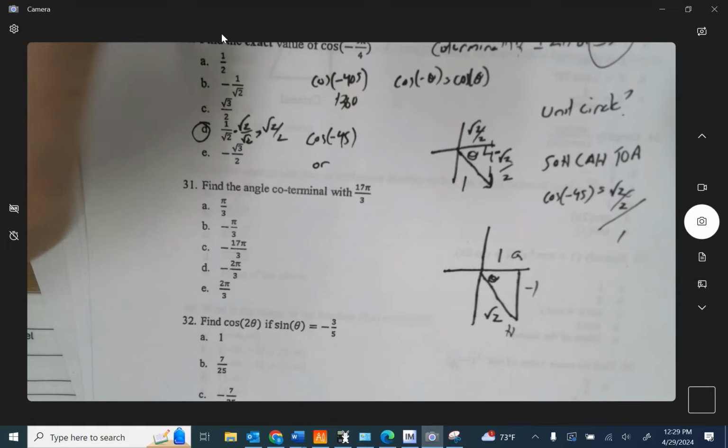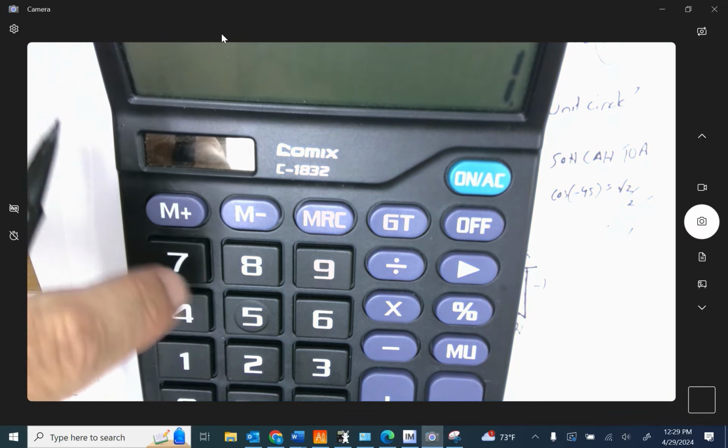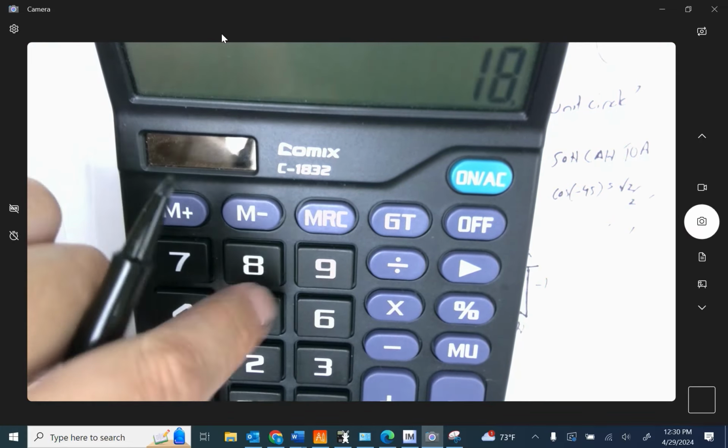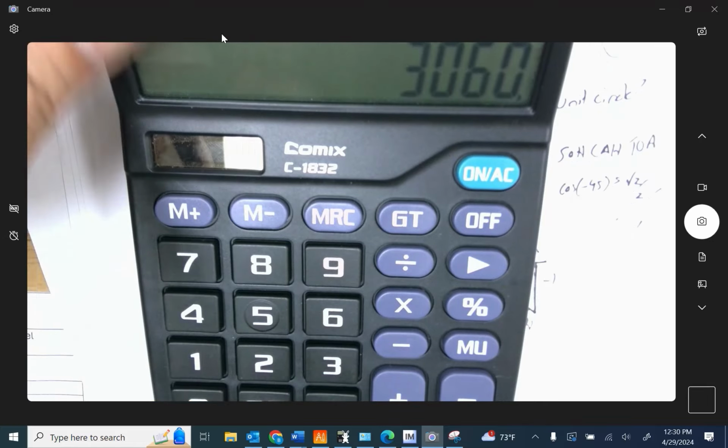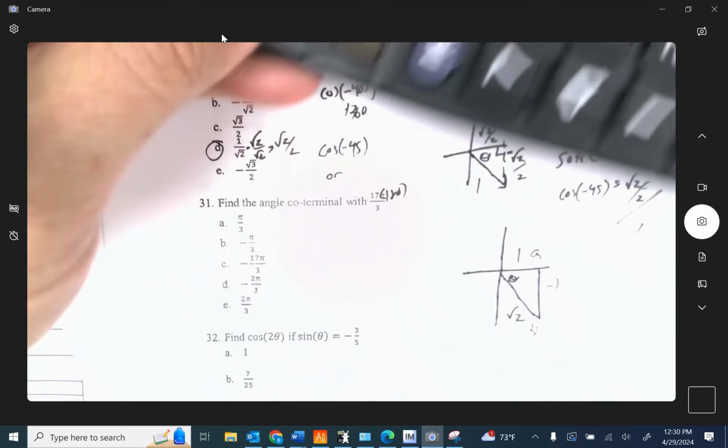Find the angle coterminal with 17 pi over 3. And again, I'm just going to replace that with 180. So 17 times 180 is 3060, and then I'm supposed to divide it by 3. 1020.